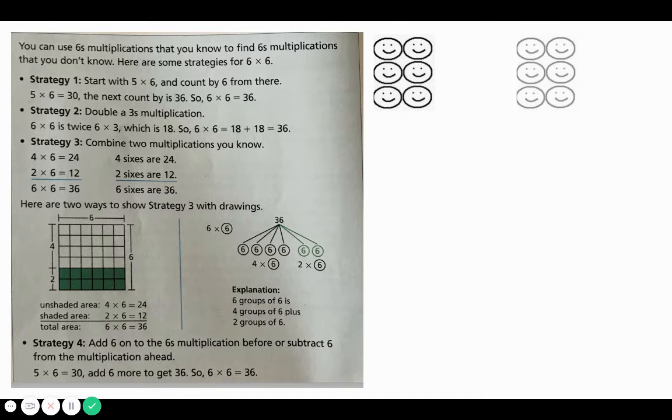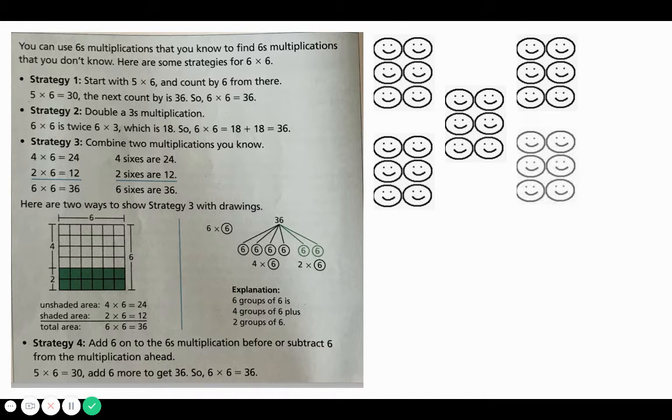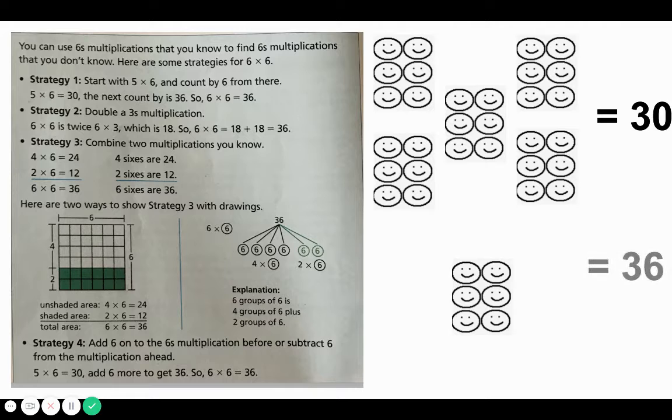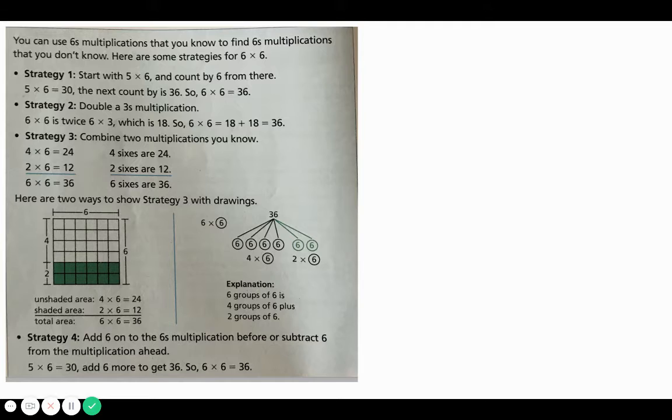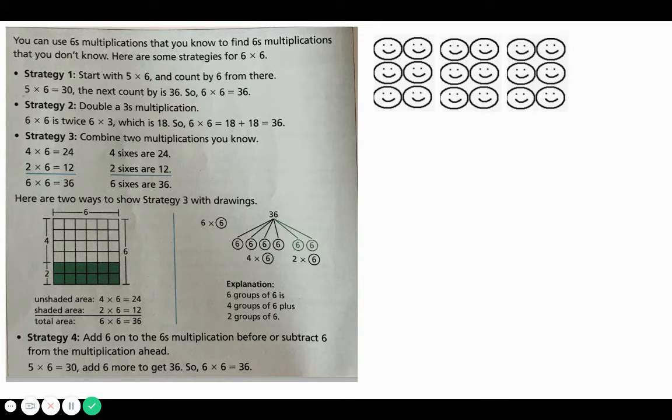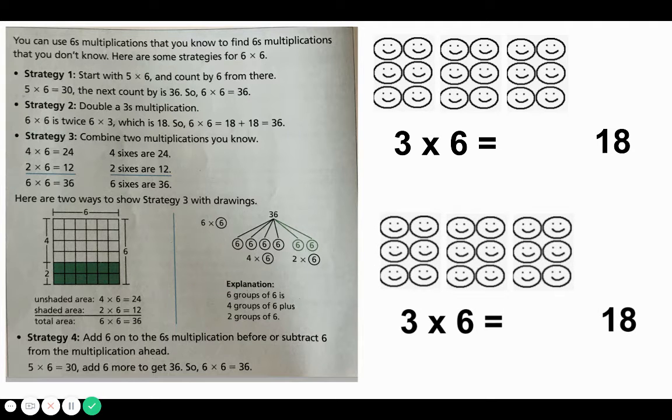So 1, 2, 3, 4, 5 groups of 6 gives us 30. So if we want to find 6 times 6, we just add one more group of 6. 30 plus 6 equals 36. Easy peasy. Strategy number 2, double a 3's multiplication. So if we know that 6 times 3 equals 18, we just have to double that, right? 18 plus 18 equals 36. 6 times 6 equals 36. So that's another strategy you could use.